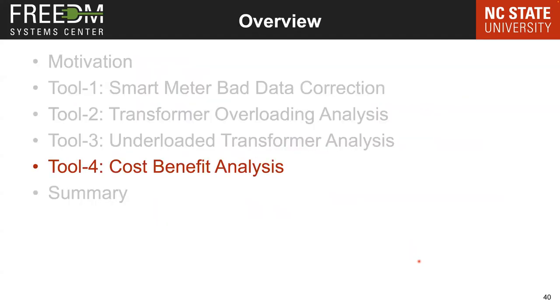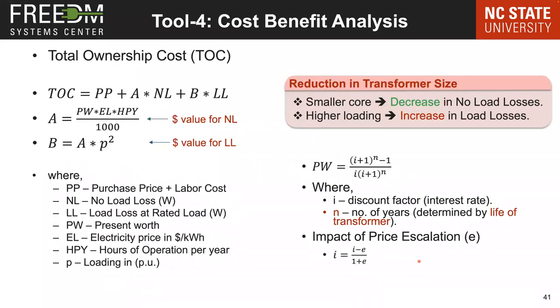So the final tool is cost-benefit analysis. And for cost-benefit analysis, we develop a total ownership cost. First of all, what we propose is we are trying to reduce the transformer size from 500 kVA to, let's say, 100 kVA. So what happens here is that you are reducing the core size from a bigger transformer to a smaller size.